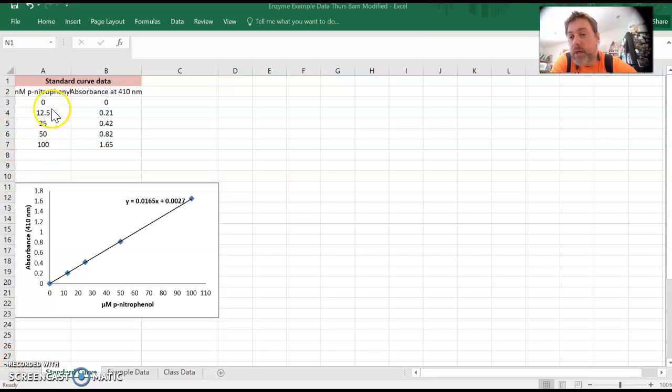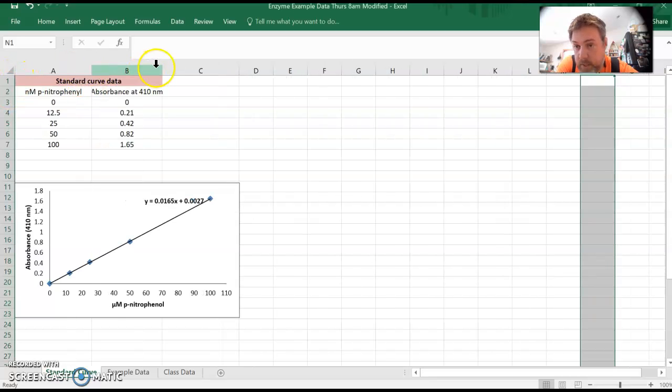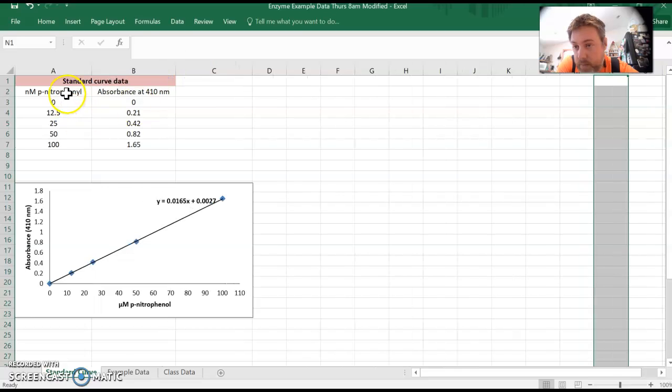So what we can do is put known amounts of p-nitrophenol into our spectrophotometers and measure how much absorbance there is, at 410 nanometers. So we've got nanomoles of nitrophenol that we've added. If we put in 12.5, the absorbance is 0.21. If there's 25, it's 0.42, etc.